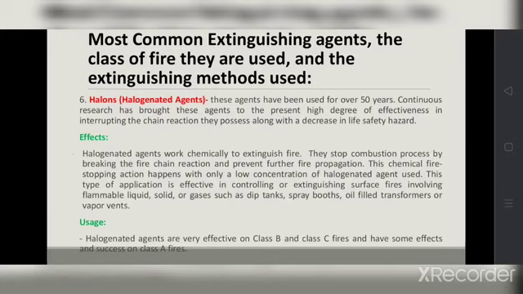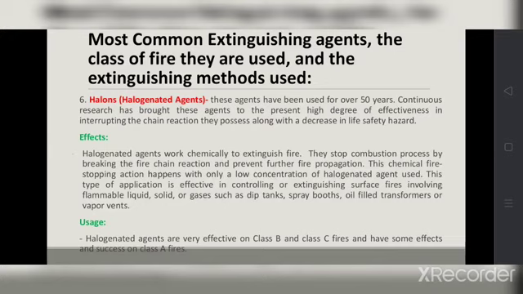So what are the effects of halons? Halogenated agents work chemically to extinguish fire. They stop the combustion process by breaking the fire chain reaction and prevent further fire propagation. This chemical fire stopping action happens with only a low concentration of halogenated agent used. So this type of application is effective in controlling or extinguishing surface fires involving flammable liquids, solids, and gases such as deep tanks, spray booths, oil filled transformers, or vapor vents.